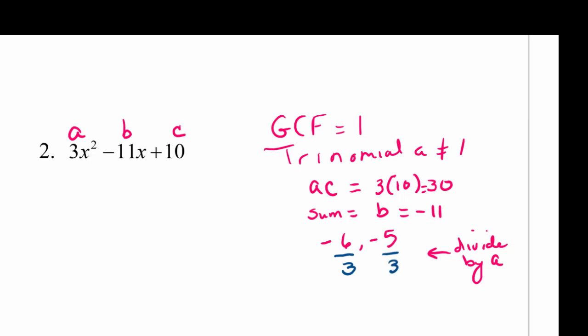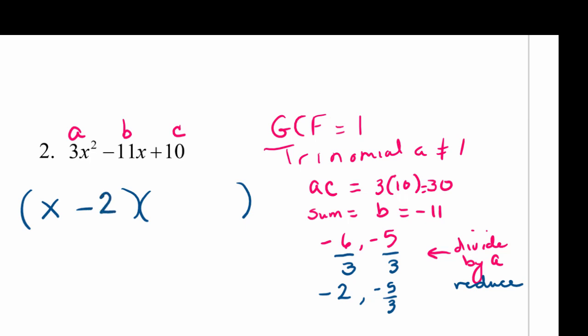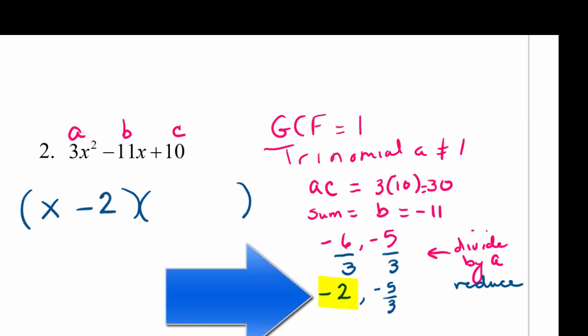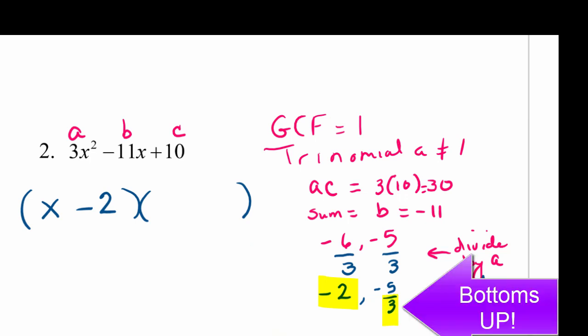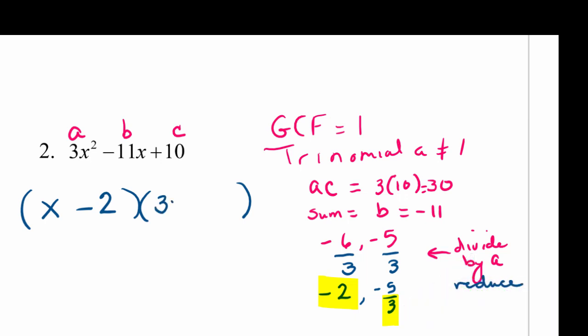I'm going to make these fractions and then reduce. So then this first fraction does reduce to negative 2, but the second one does not. So leave it alone, and now let's put here our parentheses. And in the first parentheses, we're going to write x and then minus 2. That came from there. And then in the second parentheses, this 3 is going to come up. It's called bottoms up because the 3 from the bottom of this fraction goes up to meet the x. So 3x minus 5.